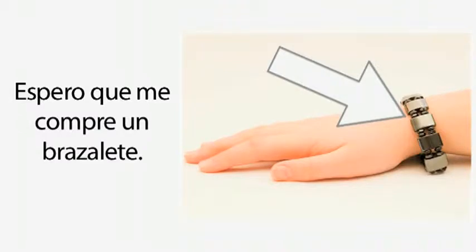Espero que me compre un brazalete. Espero is the indicative present form for I wish or I hope. This is the weirdo verb that signals the next verb will be subjunctive, which is compre in the present subjunctive. The infinitive for compre is comprar, which means to buy.